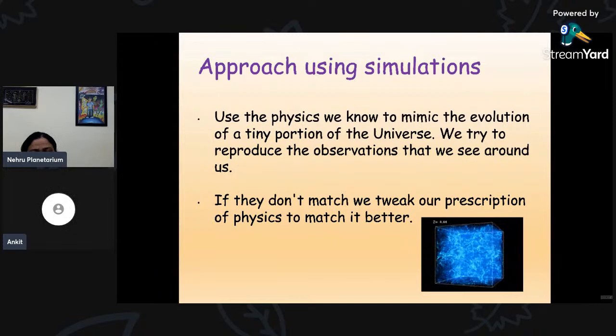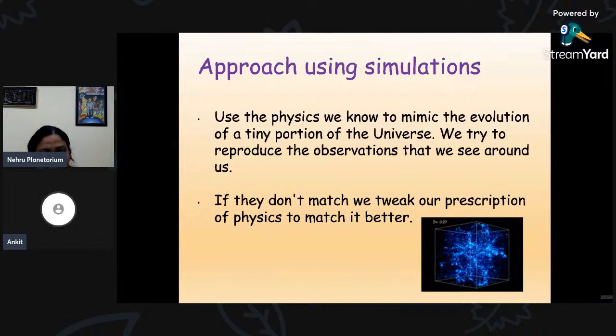So these are the two contradictory approaches. In one approach, you have the universe as it is. You collect evidence of evolution, and then you try to make sense of what we are seeing. And in the other, you take what you already know and you evolve it, and then match with the observations to understand galaxy evolution.